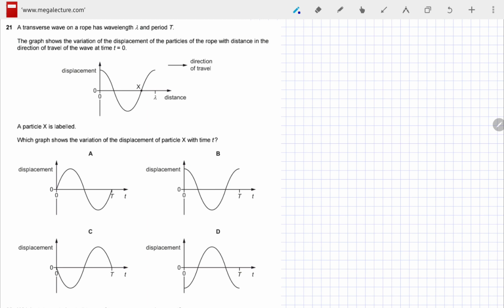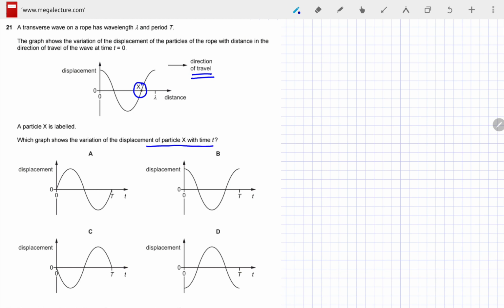Question number 21, you're given a transverse wave on a rope with wavelength lambda and period T. And we're given a graph that shows how the displacement of the particles on the rope varies with distance in the direction of travel of the wave at time t equals 0. The direction of travel is to the right and a particle x is labeled at this point. Which graph shows the variation of displacement of the particle x with time t?